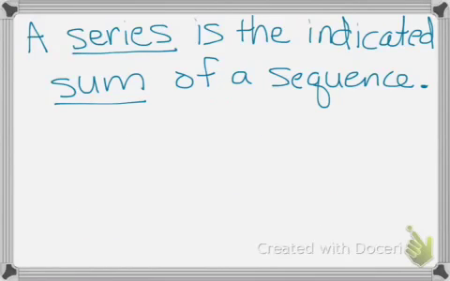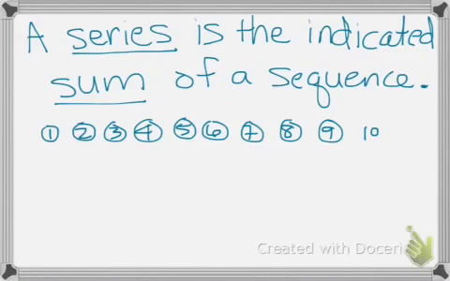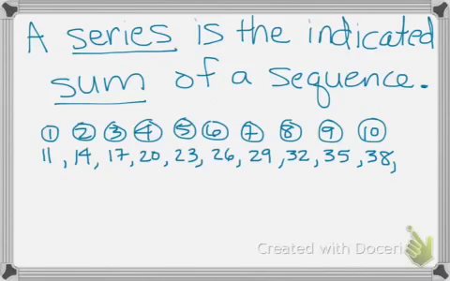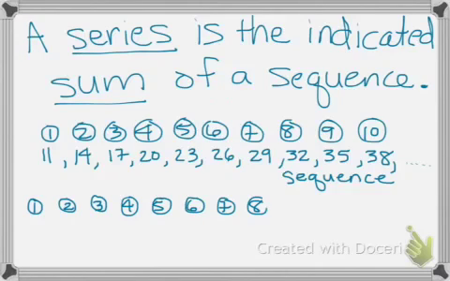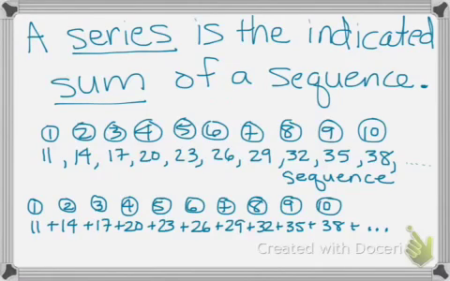Okay, so a series is the indicated sum of a sequence. So far we've been doing sequences, where we've got a list of numbers, usually separated by commas, with a common difference in between. That's what's called a sequence. And then a series is those same numbers but separated by the plus sign.